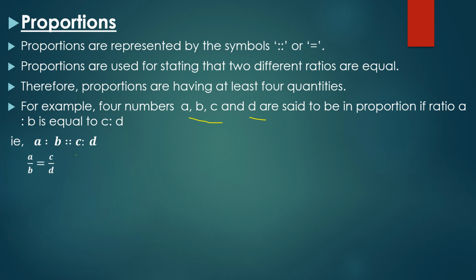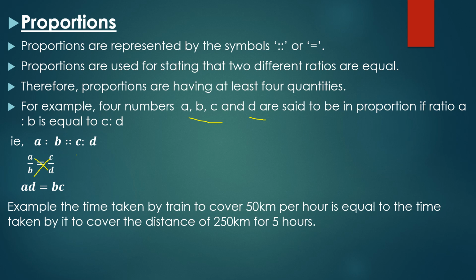We write A by B equal to C by D, and when you cross multiply we get A into D is equal to B into C. So whenever we have to check whether four numbers are in proportion, we have to check whether the product of the first and fourth number is equal to the product of the second and third number.